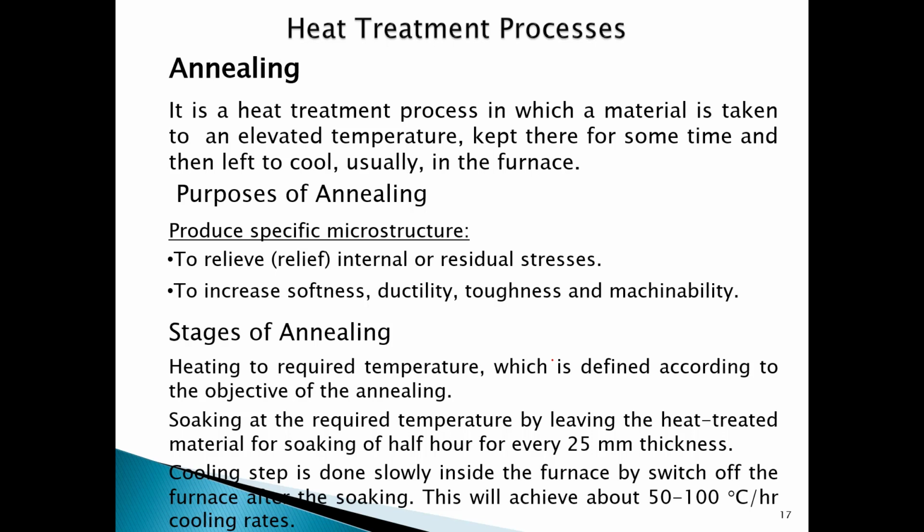Stages of annealing: heating to the required temperature, which is defined according to the objective of annealing. Soaking at the required temperature by leaving the heat-treated material for half an hour for every 20 mm thickness. The cooling step is done slowly inside the furnace by switching off the furnace after soaking. This will achieve about 50 to 100 degrees Celsius per hour cooling rate. So the steps are heating, soaking, and cooling. This is the heat treatment process.